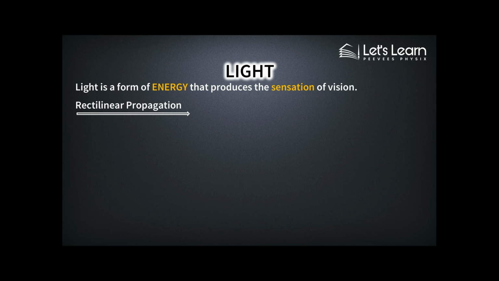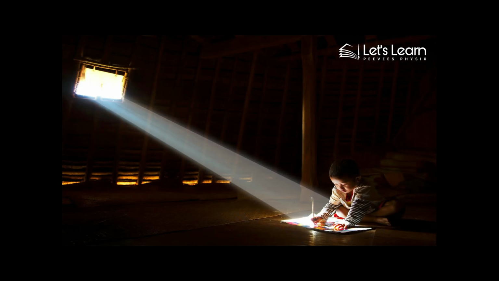Let's see what is light. Light is a form of energy which produces the sensation of vision. Without light, you won't be able to see anything. So light helps you to see things. Let's see a property of light, which is rectilinear propagation. Rectilinear means straight line, and look at this, light travels in a straight line. This is the meaning of rectilinear propagation of light.